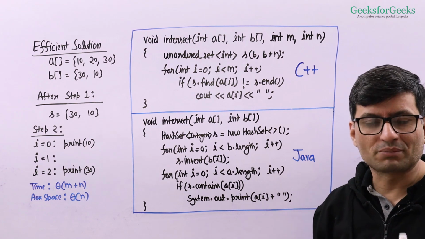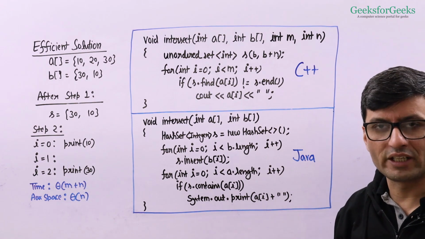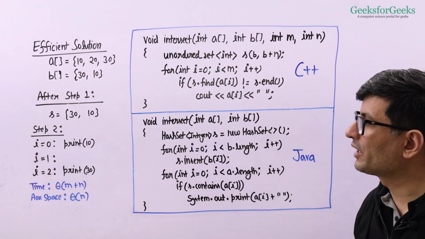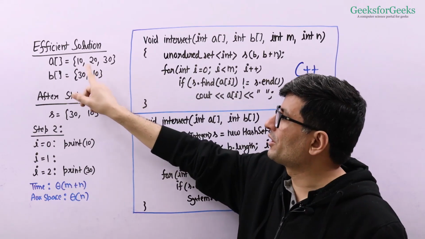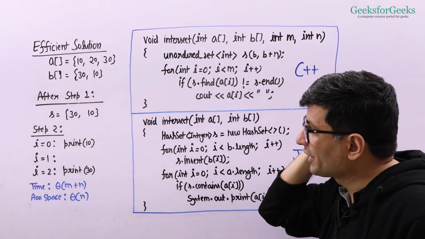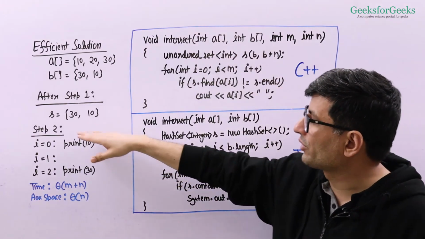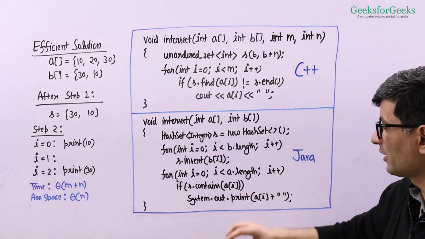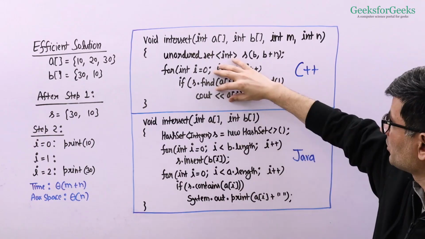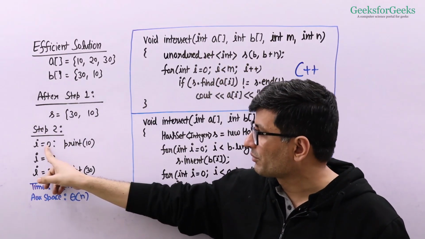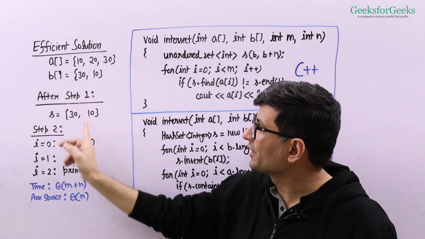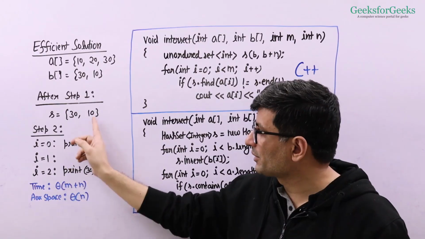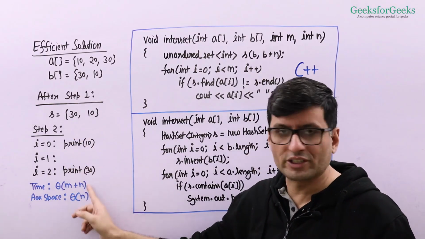Whatever elements of array A are also present in array B are supposed to be printed. And why are we doing it this way? Because we want to maintain the order according to array A elements. So let's say we have 10, 20, 30 in A, and in B we have 30, 10. We created a hash set or unordered set, inserted all the elements, and after step 1 we got the set as 30, 10. Now in step 2 we traverse through array A. At i equal to 0, 10 is present in the set, so we print 10. At i equal to 1, 20 is not present, so we ignore it. At i equal to 2, 30 is present, so we print it. So we get the output as 10, 30 on the screen.